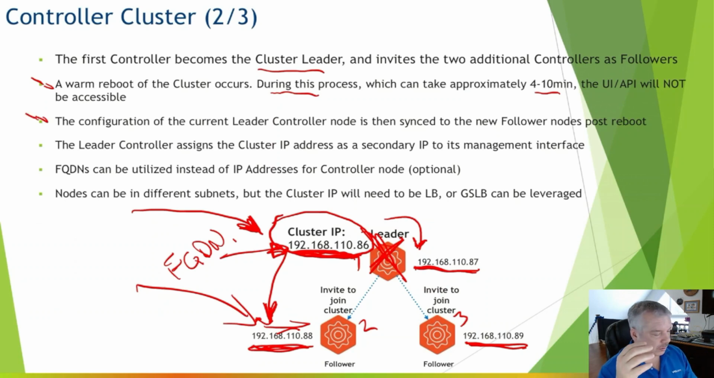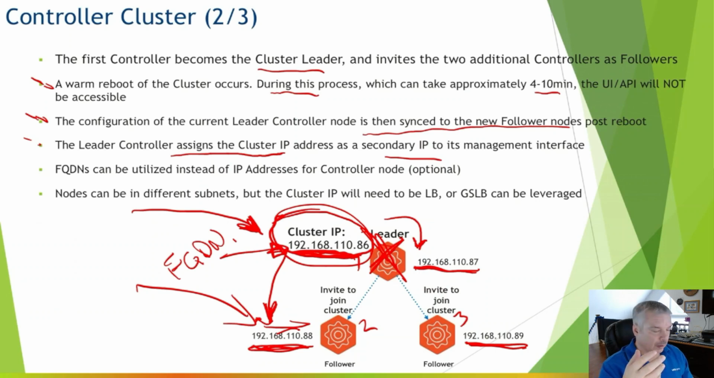Configuration of the current leader node is then synced to the followers. The leader controller assigns the cluster IP as a secondary IP address. As I mentioned before, once you enable this cluster IP, the leader will have that assigned to its NIC. Again, I already mentioned that fully qualified domain names can be used. And it says nodes can be in different subnets.